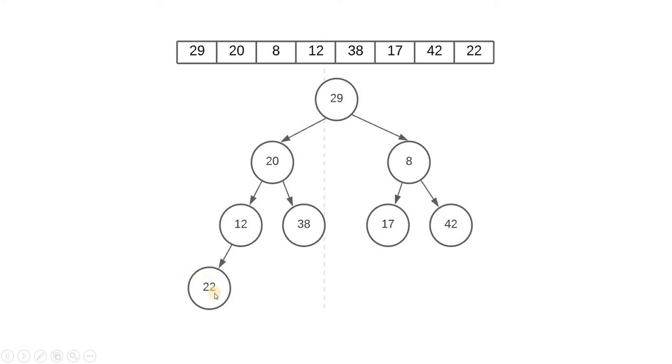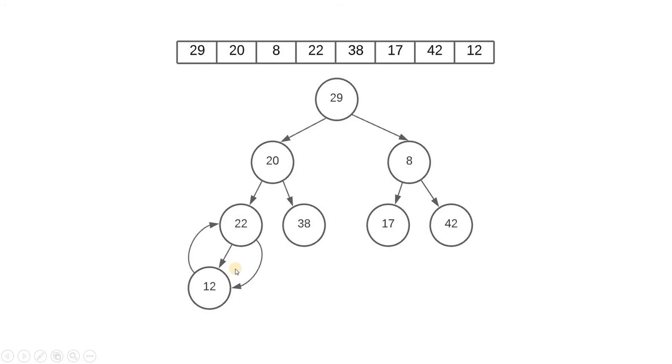We can see that 22 has no child nodes, so let's move on. 42 is next. 42 has no child nodes either, let's move on. 17 has no child nodes either, let's move on. 38 has no child nodes either, let's move on. 12 now has a child, and guess what? It's larger than 12. So what we're going to do is swap 22 and 12.